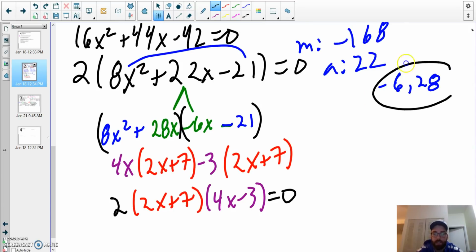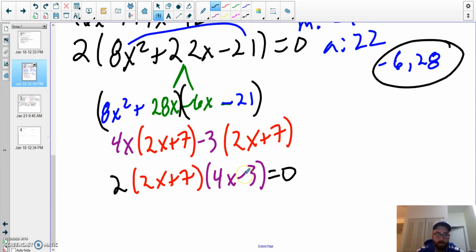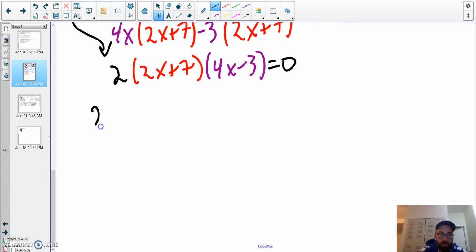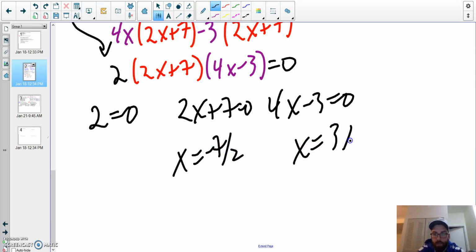I came up with negative 6 and 28, so I split 22 into 28 and negative 6. All right, then I factored by grouping here, okay? Pulled out that 4x, pulled out the negative 3, and got 2x plus 7 and 4x minus 3. Now remember I said the 2 comes along for the ride, okay? Now technically what we're going to do here is set each factor equal to 0 and solve for x, right? So x equals negative 7 over 2. x equals 3 over 4.